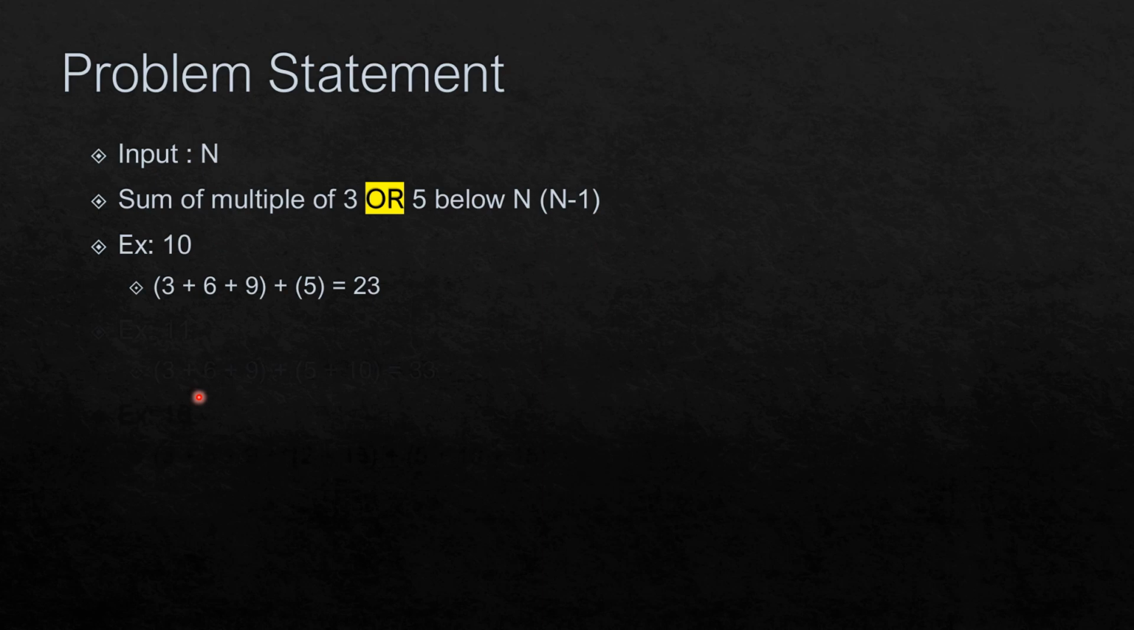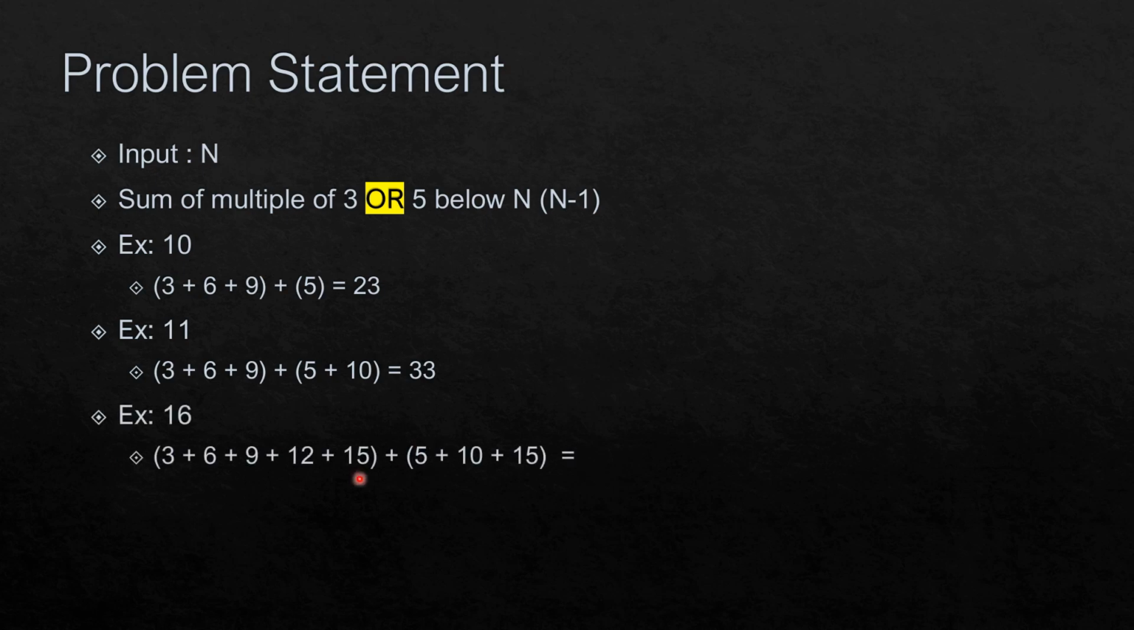But if we are given n equal to 11, then we have to consider 5 plus 10 as well. So if we add up everything, we get the answer as 33. Let us consider a bigger example, n is equal to 16. Here the multiples of 3 are 3, 6, 9, 12 and 15, and the multiples of 5 are 5, 10 and 15.